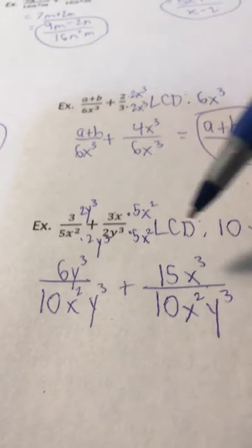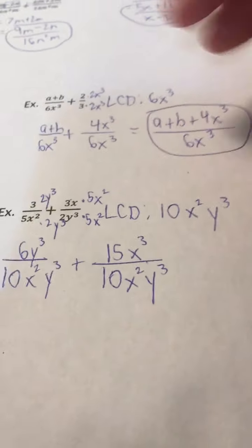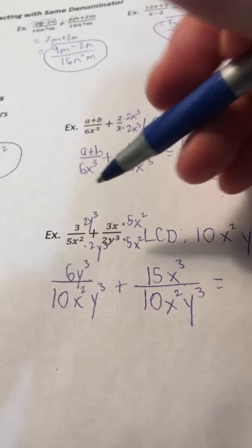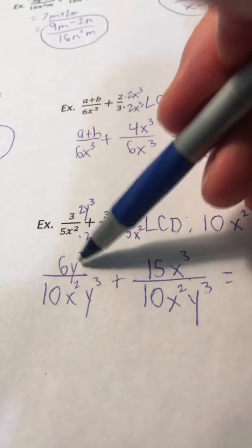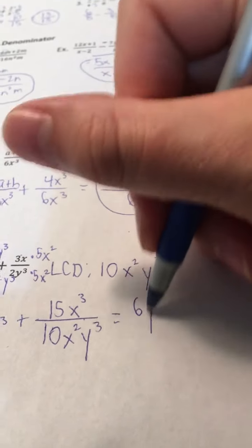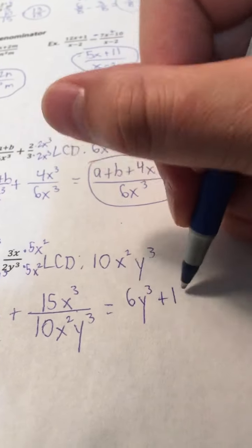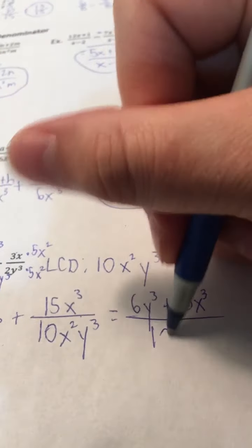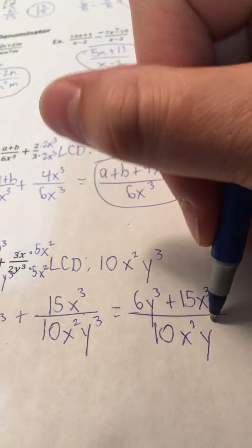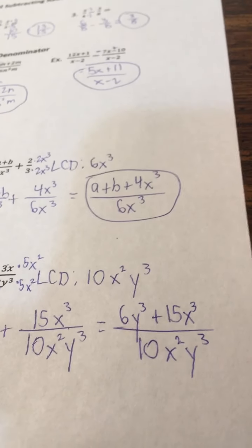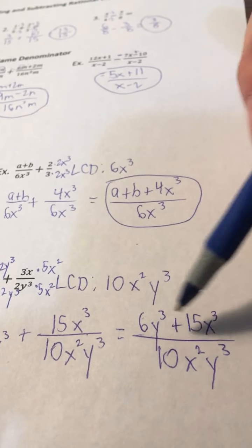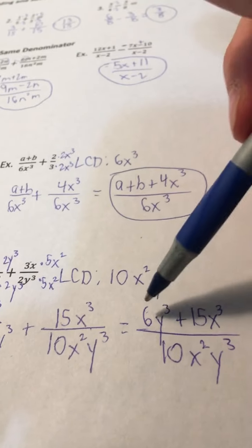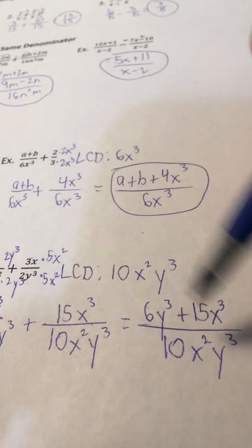So now, got my common denominators. Let's put them together. That's going to be equal to, they are not like terms. All right, that's got a y, that's an x, so leave them separate. That's going to be 6y to the third plus 15x to the third all over 10x squared y to the third. All right, no, you cannot reduce that. I can't reduce all the numbers by the same number, and they don't all have an x, they don't all have a y. So that is my final answer.